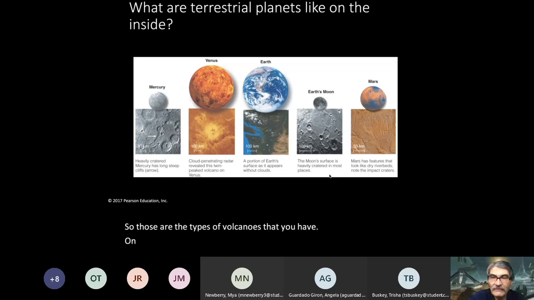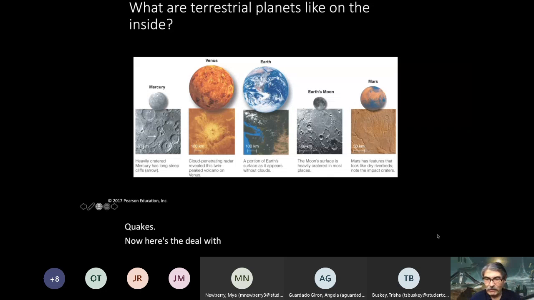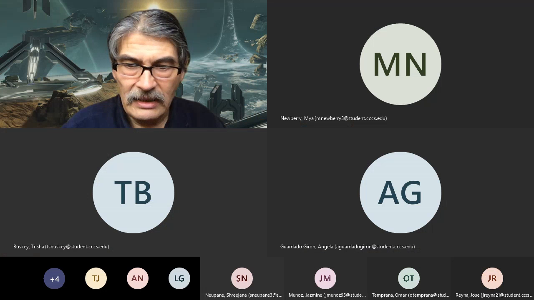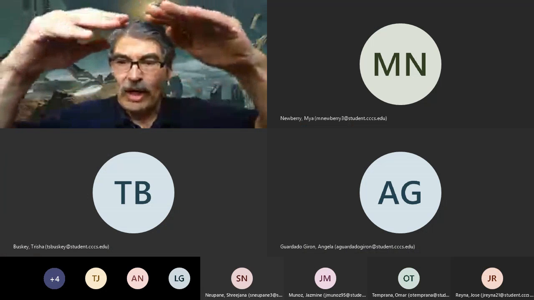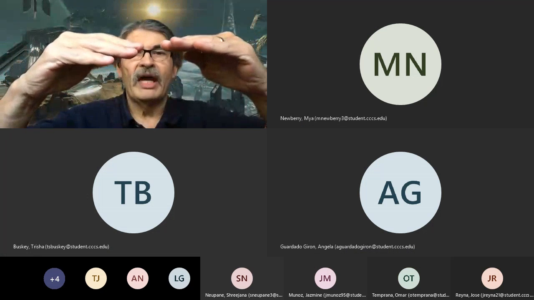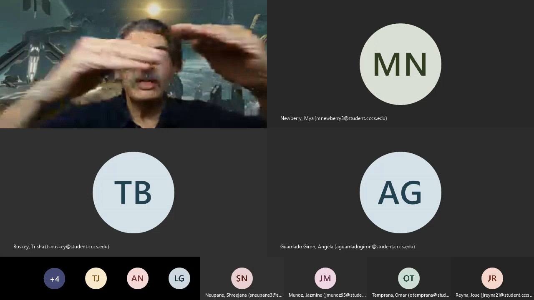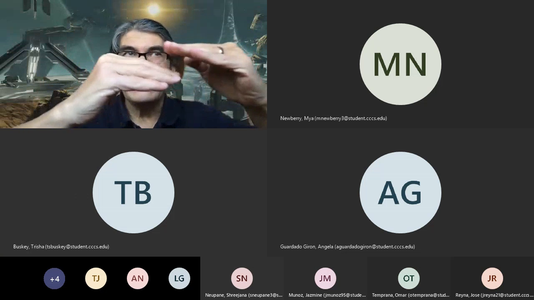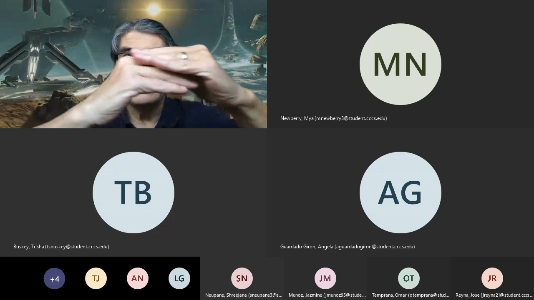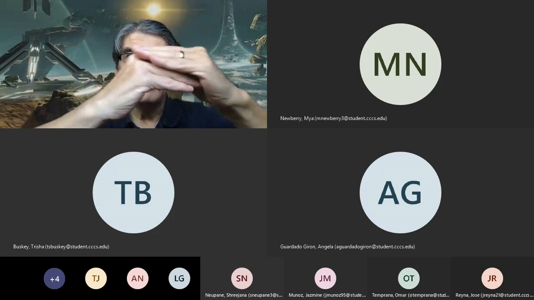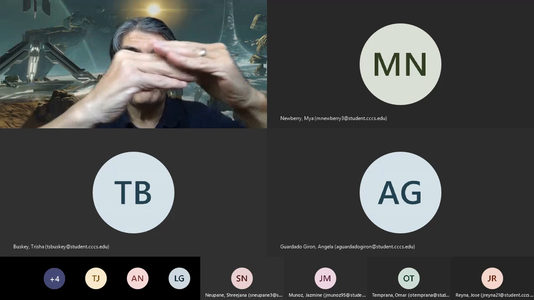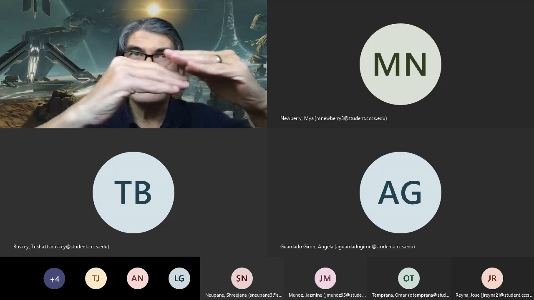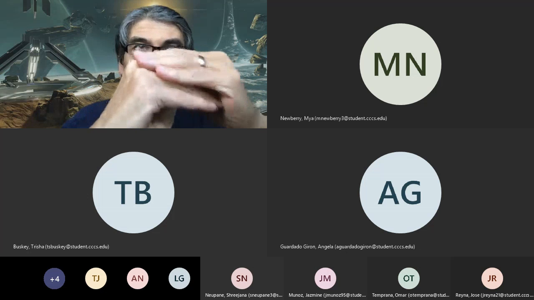You also have quakes. Now, here's the deal with the quake, and I'm going to share my camera for just a second. So you have two types of quakes. On Zarquan, you have a quake that goes like this. And you notice what that does is it actually crushes the rock. So it crushes the rock pressure. So you're going to call this a P-class earthquake, tectonic activity.